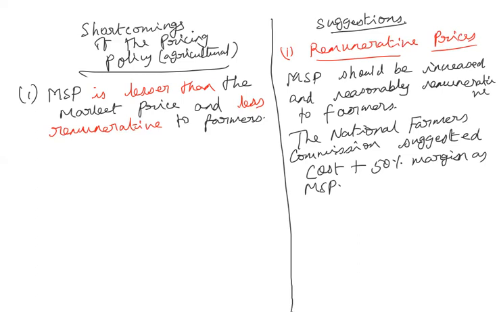Okay. Another shortcoming of the MSP, apart from being less remunerative, is the second defect: it is also criticized that MSP is not universal. In order to avoid that, the National Commission on Farmers suggested that universally, cost plus 50% margin should be fixed as the minimum support price.